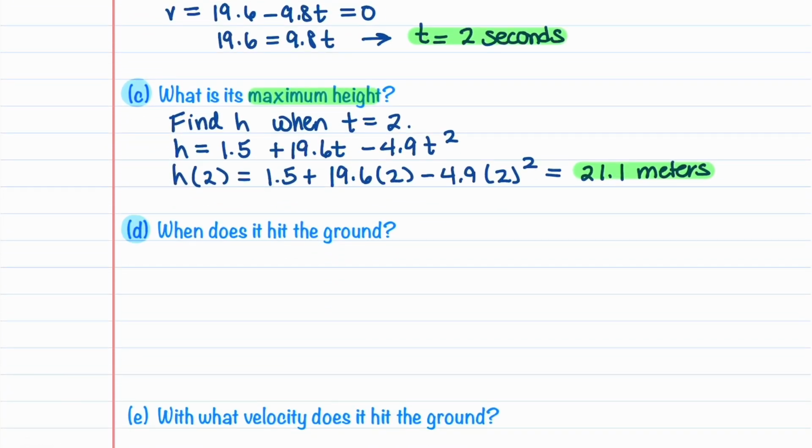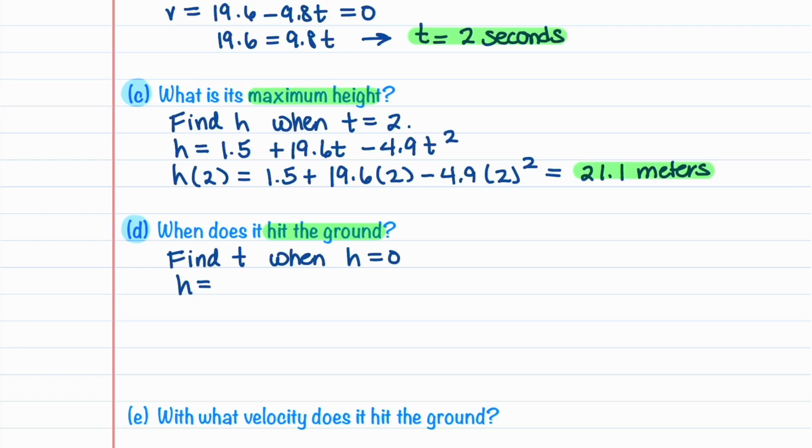Let's look at the next question. This question asks us, when does the projectile hit the ground? When our projectile hits the ground, our position is going to be 0. So we want to find t when our h is equal to 0.